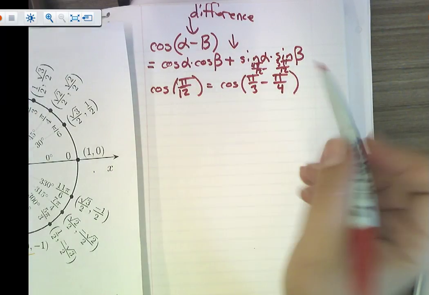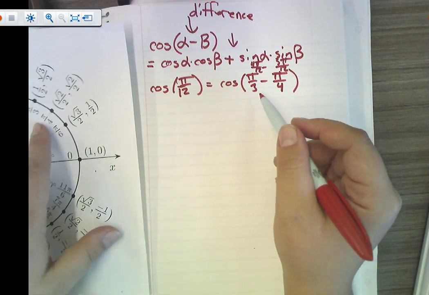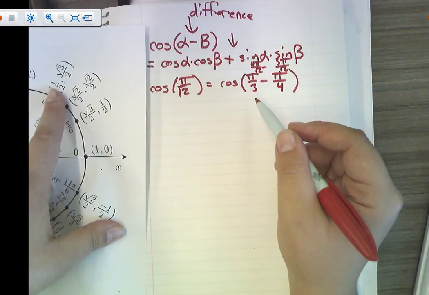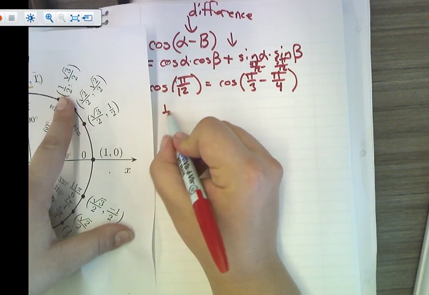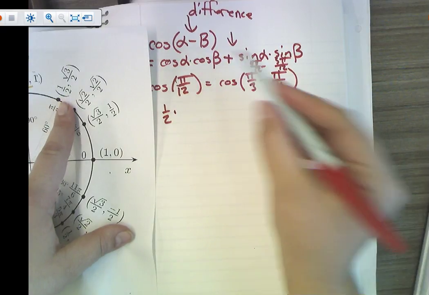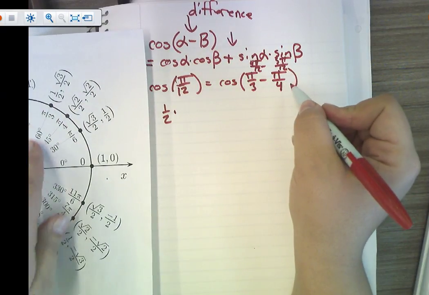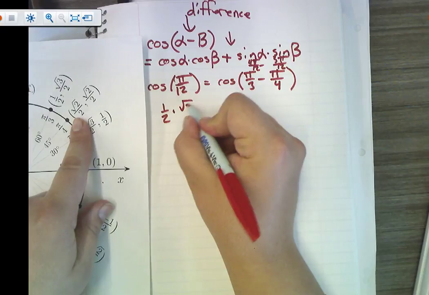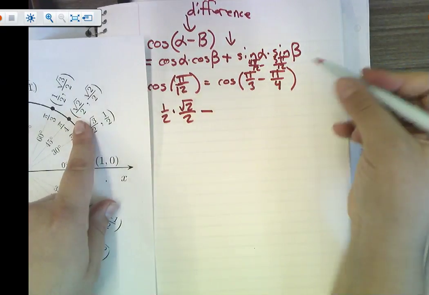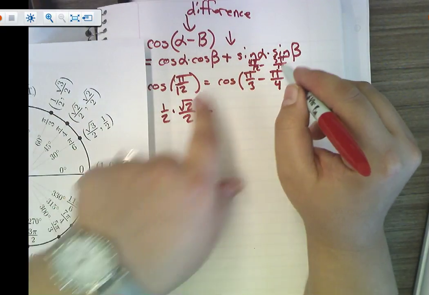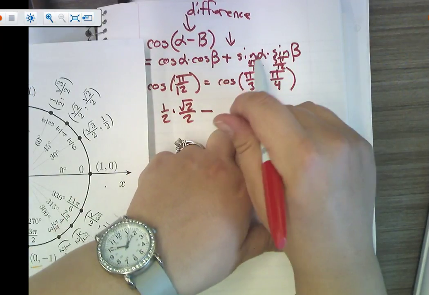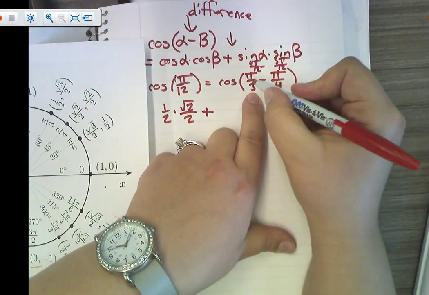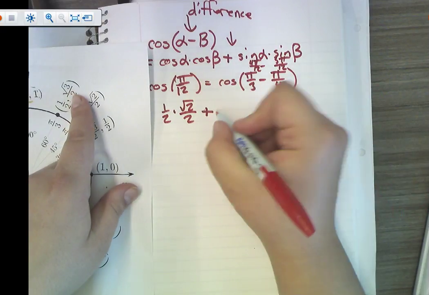Okay, so I'm going to have the cosine of my alpha. My alpha is pi over 3. Pi over 3 is 60 degrees, cosine 1/2. So I'm going to have 1/2 times the cosine of beta. My beta was pi over 4. Cosine is x, square root of 2 over 2. Minus, I mean plus, the sine of alpha. So I have pi over 3, sine is square root of 3 over 2.